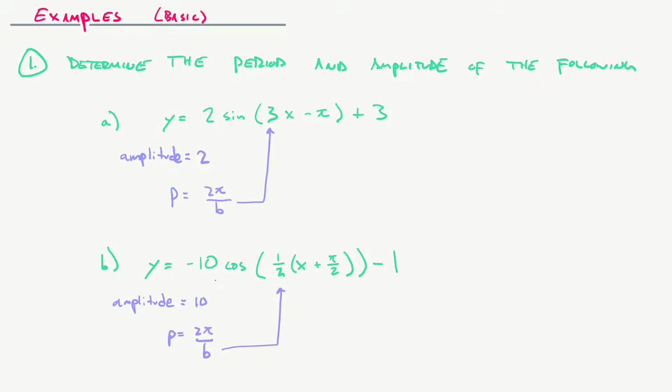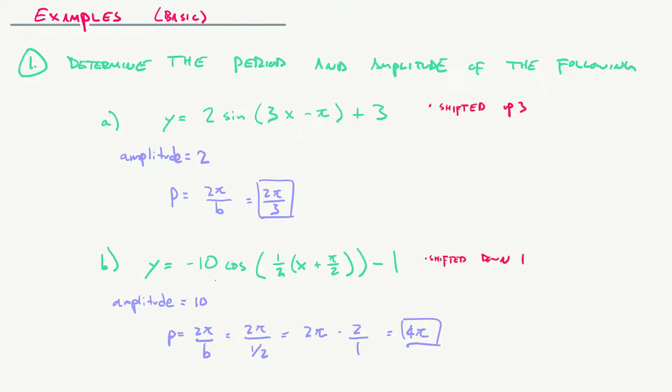The next thing we're going to do is figure out what the period is. So you can take B and just do some division. 2 pi divided by whatever B is going to give us the period. For the top equation, that means that 2 pi over 3 is the period. For the bottom equation, it means that 4 pi is the period, because 2 pi divided by 1/2 is the same as 2 pi times 2 over 1, and that's 4 pi.